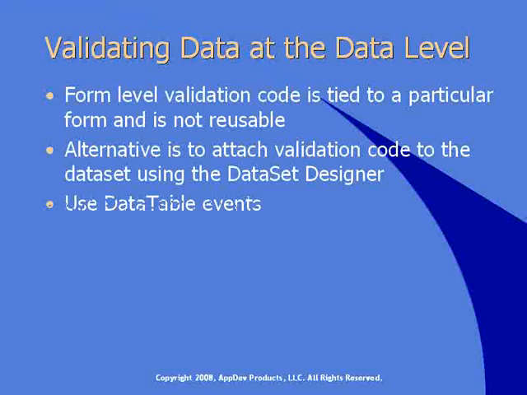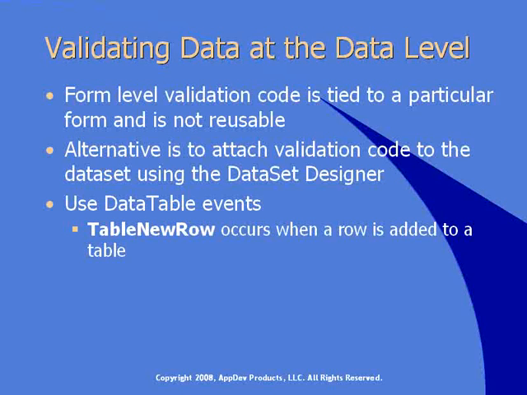And to do that, you can use several events of the data table class. The table new row event occurs when the user adds a row to a table. And this would be a great place to enter default values. So in the order details table, the discount defaults to 0, or in the products table, discontinued defaults to false.